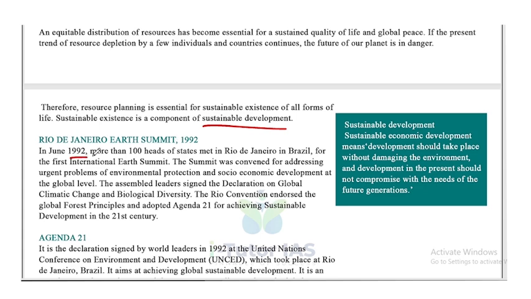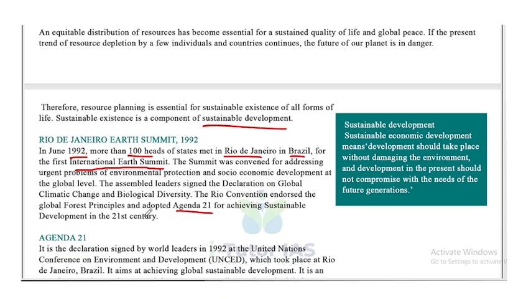In June 1992, more than 100 heads of states met in Rio de Janeiro in Brazil for the first International Earth Summit. The summit was convened for addressing urgent problems of environmental protection and socio-economic development at the global level. The assembled leaders signed the Declaration on Global Climatic Change and Biological Diversity. The Rio Convention endorsed the Global Forest Principle and adopted Agenda 21 for achieving sustainable development in the 21st century.